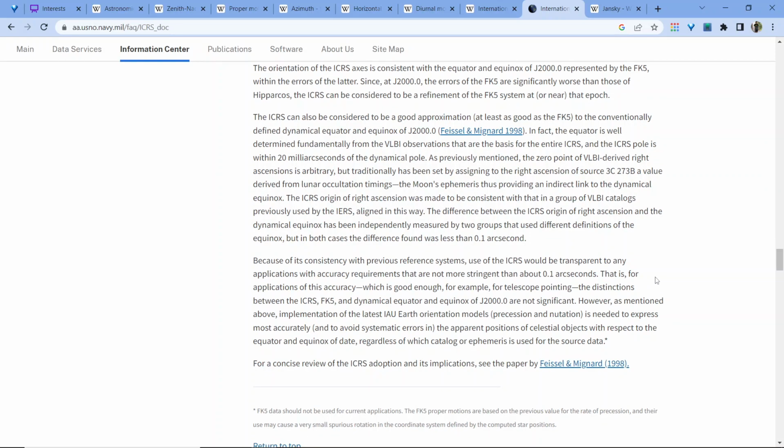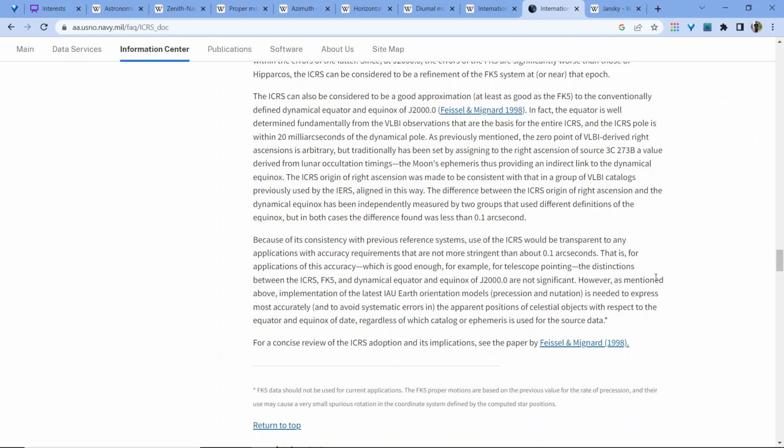Because of its consistency with previous reference systems, the use of the ICRS will be transparent to any applications with accuracy requirements that are not more stringent than about 0.1 arcseconds. That is, for applications of this accuracy, which is good enough, for example, for telescope pointing, the distinctions between the ICRS, FK5, and dynamical equator and equinox of J2000.0 are not significant.